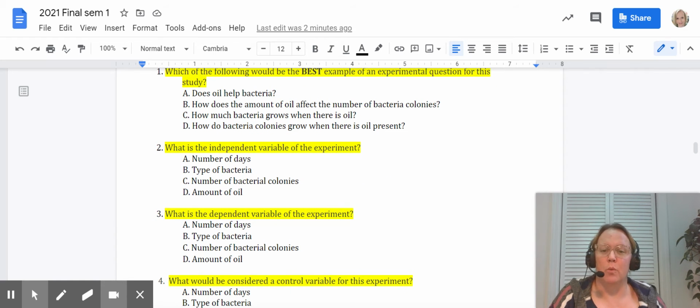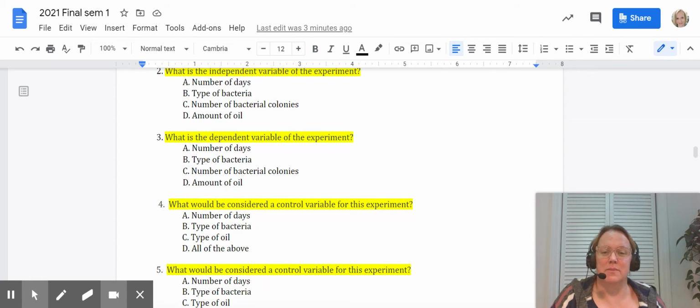Number 2, what is the independent variable of the experiment? A, number of days. B, type of bacteria. C, number of bacterial colonies. Or D, amount of oil. Number 3, what is the dependent variable of the experiment? A, number of days. B, type of bacteria. C, number of bacterial colonies. Or D, amount of oil.